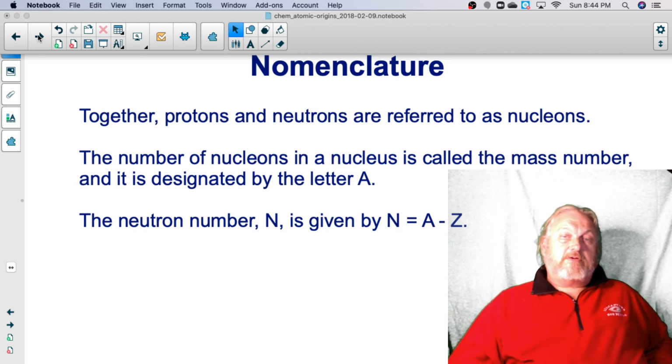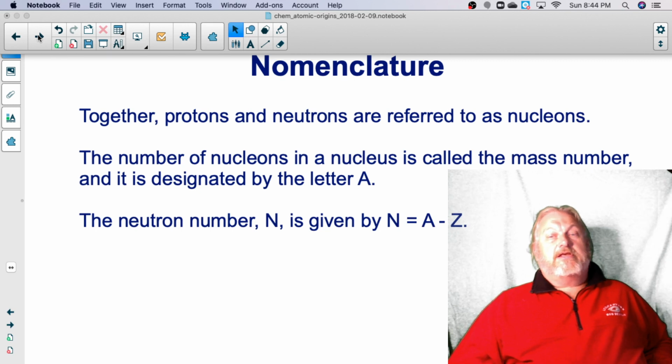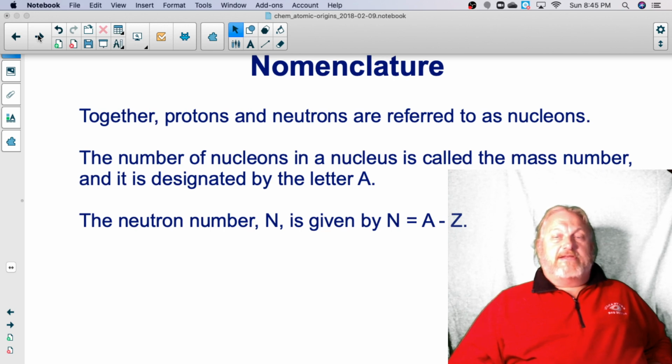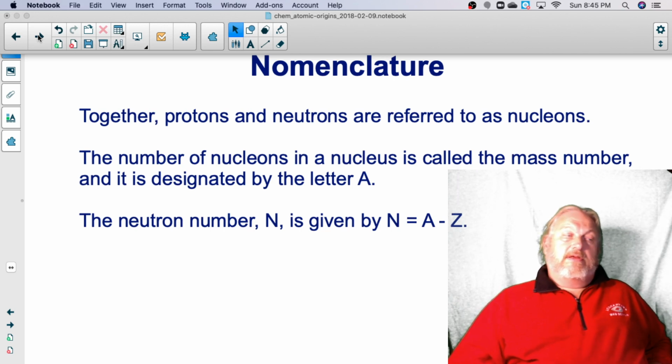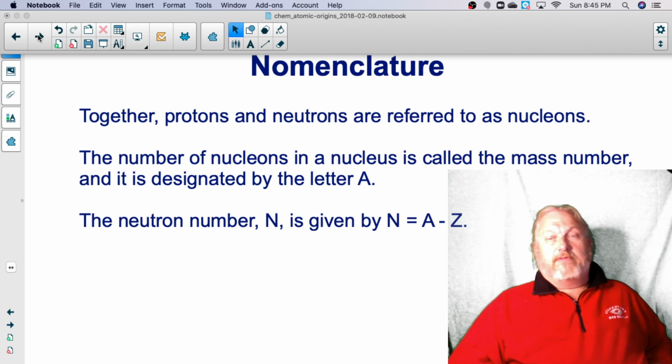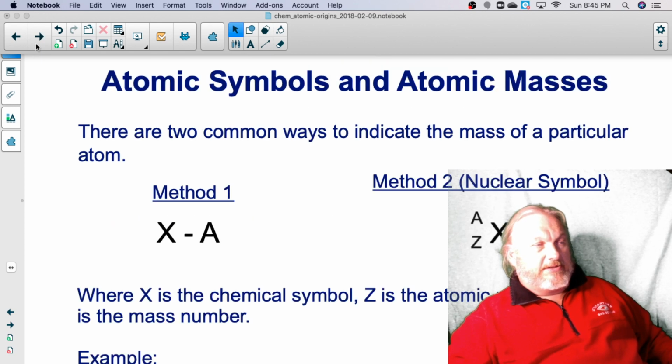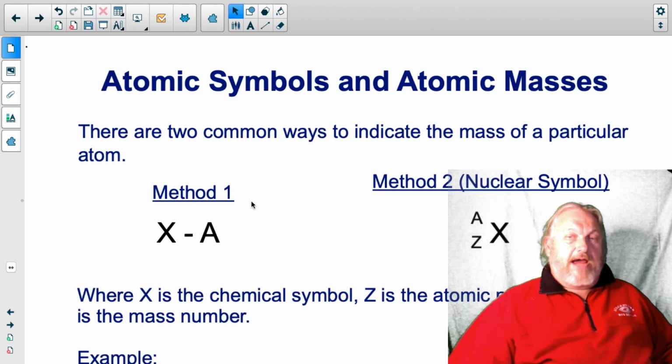Now, because protons and neutrons are found in the nucleus, we call them nucleons. So the number of nucleons in a nucleus is what we call the mass number. And we use the letter A to designate the mass number. So to get the number of neutrons, it's pretty simple. The A, or the mass number, minus the Z, or the atomic number, equals neutrons.